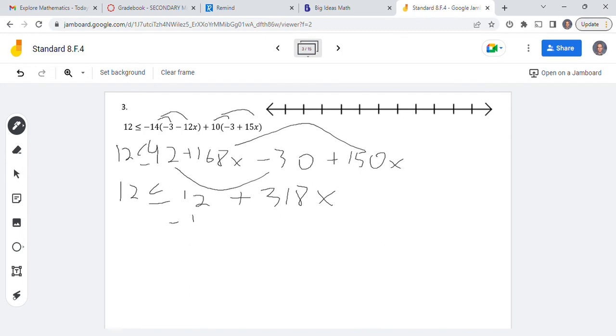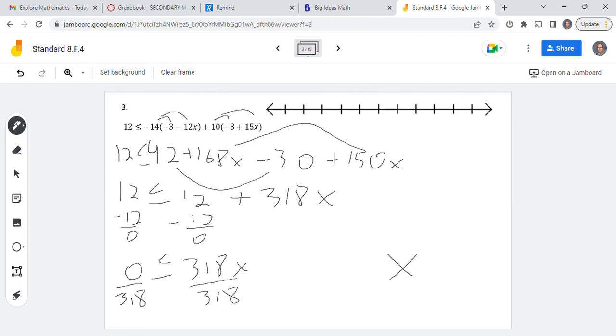Alright, let's subtract the 12 to get rid of that. Get it over on the other side over here. 12 minus 12 is 0. And on this side also 12 minus 12 is 0. So we end up with 0 is less than or equal to 318x. Finish this out by dividing by 318. 0 divided by any number, including 318, is still just 0. So we end up with x and 0 here.